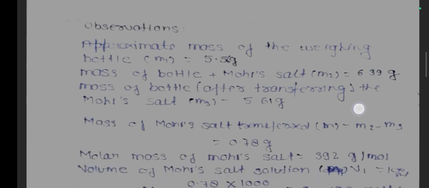And next the observations. Here you can see and you can prepare your also practical files. It will help you to prepare best and to gain the maximum marks in your practical exam.